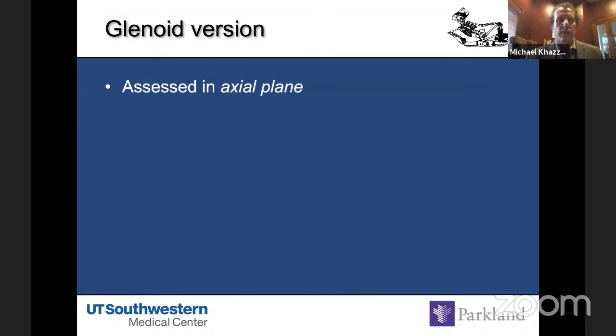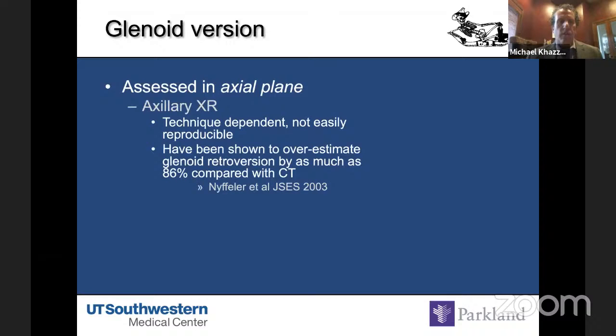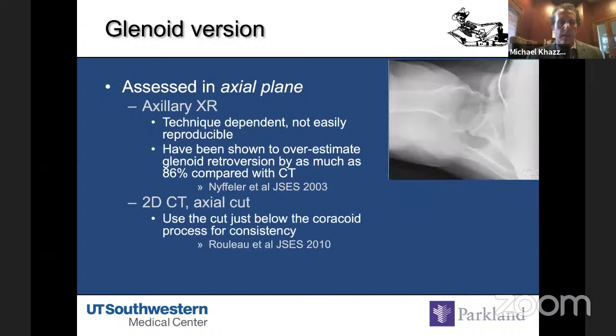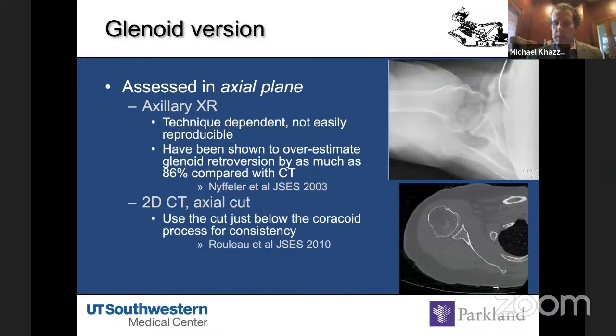So how do we measure this? You assess on the axial plane. X-rays are technique dependent, not easily reproducible, and unless this is done with fluoroscopic control, it is not very accurate. And the best way to assess this is with CT scan, and this has been shown in 2003 in JSES, and found that the best way to assess this is with CT. The 2D CT cut just below the base of the coracoid allows for consistency, so everybody's looking at the same measurements when assessing this. And this is an example of where this is measured.